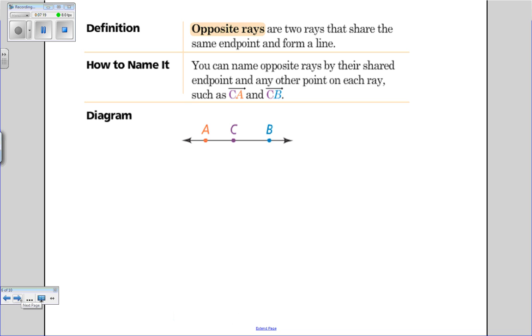Opposite rays are exactly what they sound like. It's 2 rays that go in the opposite directions. Here's the key kicker on this one. They have to have the same endpoint. All right. So if I have ray CB going this way and ray CA going this way, and they have a common endpoint at C. So those are my opposite rays.